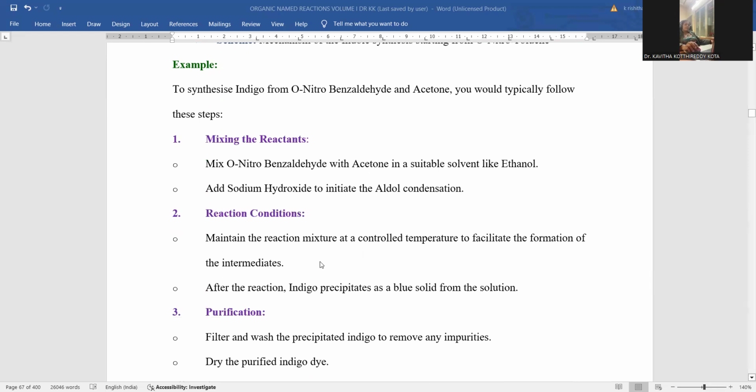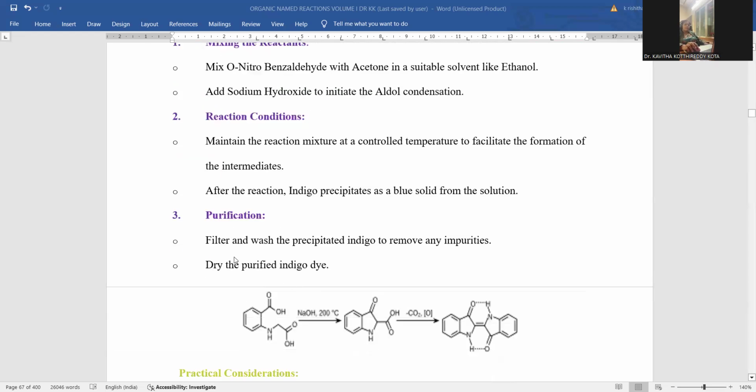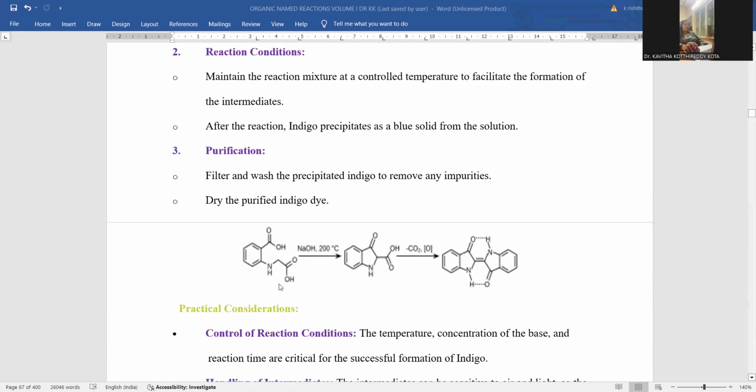Reaction conditions: to maintain the reaction, temperature must be optimized and intermediates must be isolated. After the reaction, indigo precipitates as a blue solid from the solution. It is the blue pigment which is solidified within the reaction itself, so blue coloration is possible after synthesizing this indigo dye. Purification: wash thoroughly with water and collect the precipitated indigo. To remove impurities, recrystallization is the best method. Dry it and pure indigo dye will be obtained.